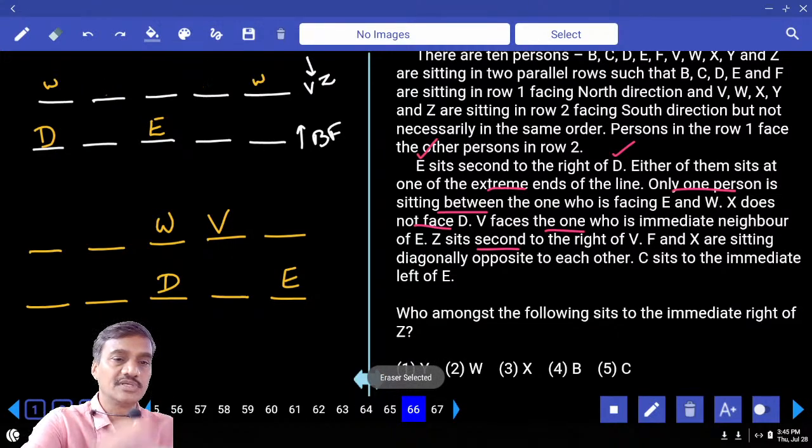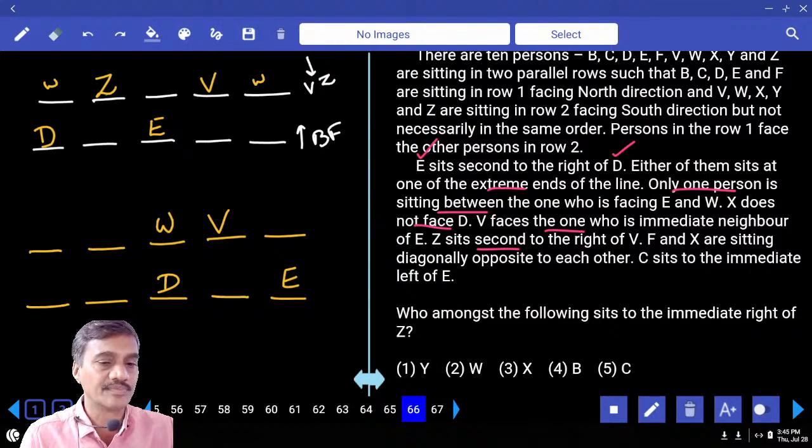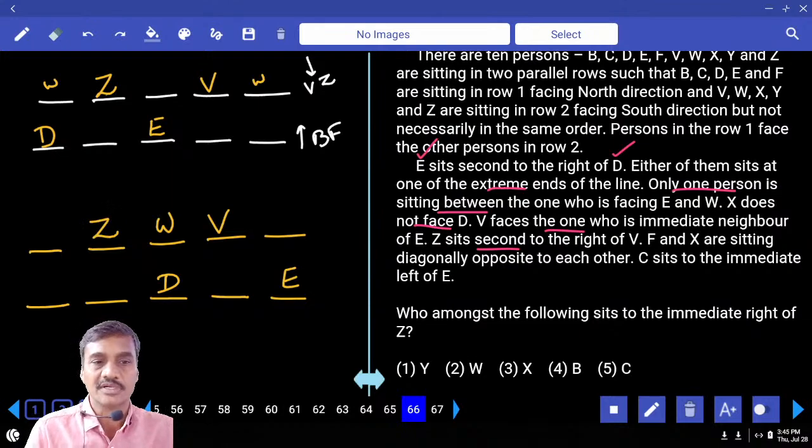Hence where should this be? And V must be here. V is here. Z is seated second to the right. Now in this case, Z is seated second to the right of this person. And D is not opposite to X. F and X are sitting diagonally opposite to each other.